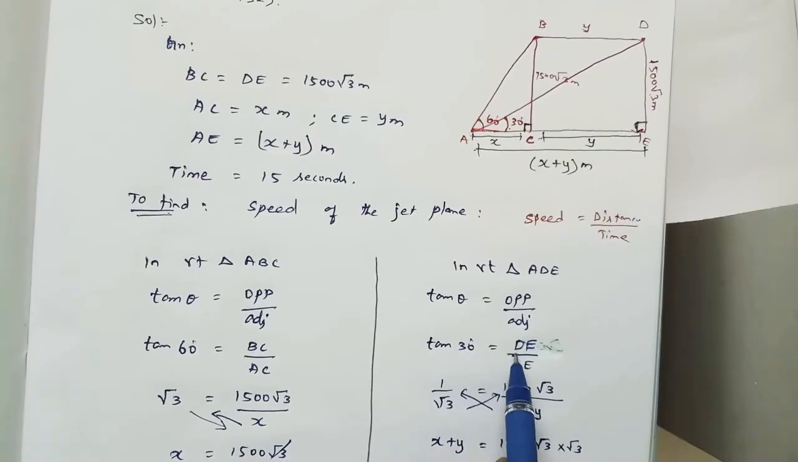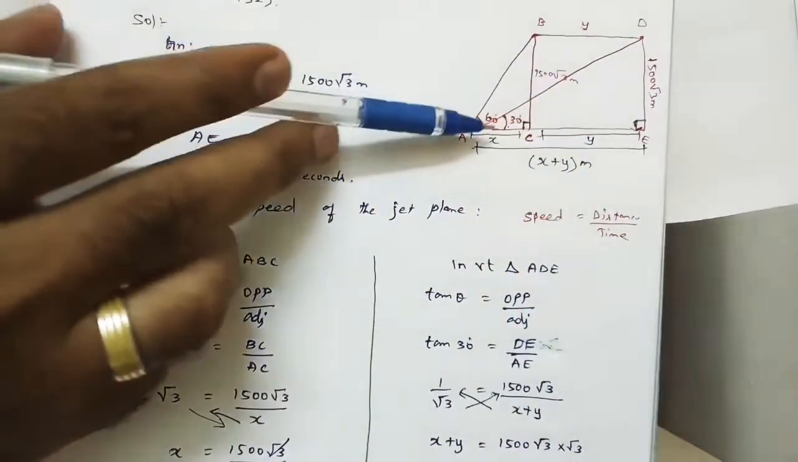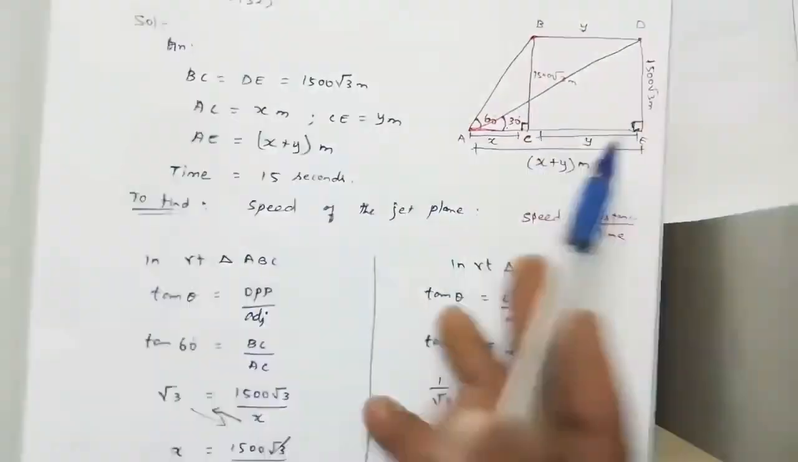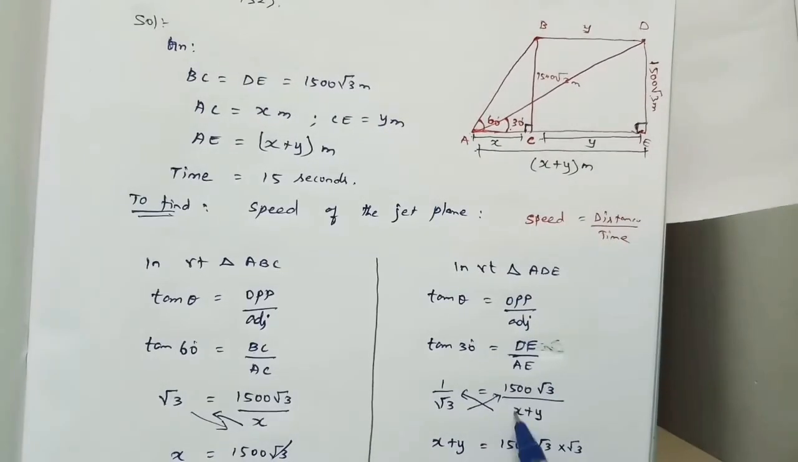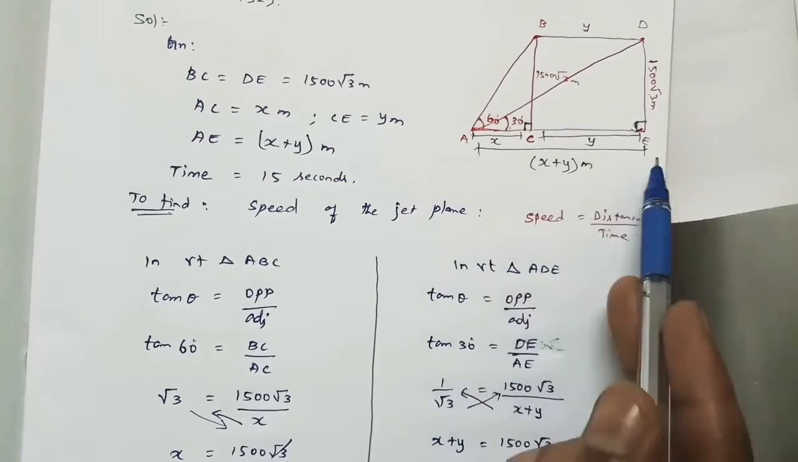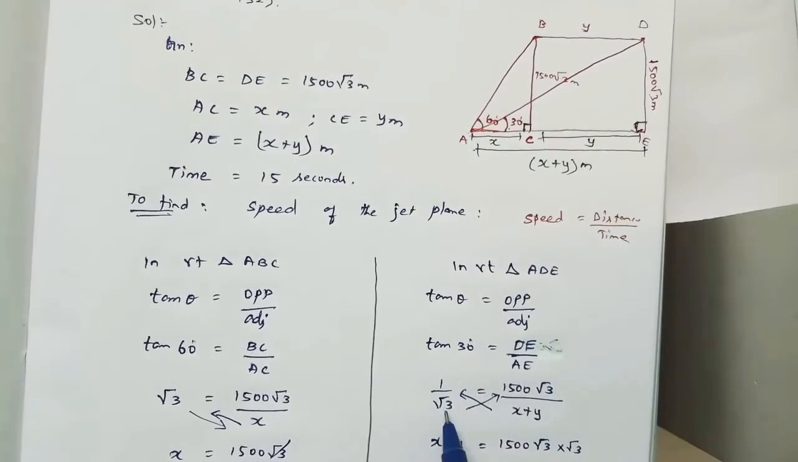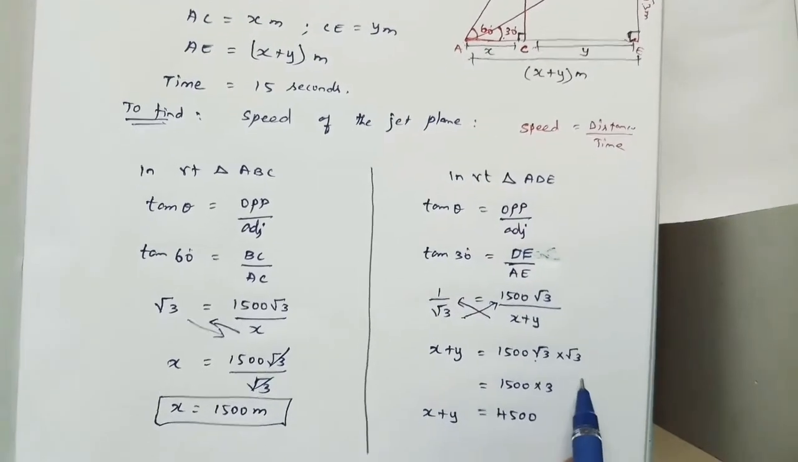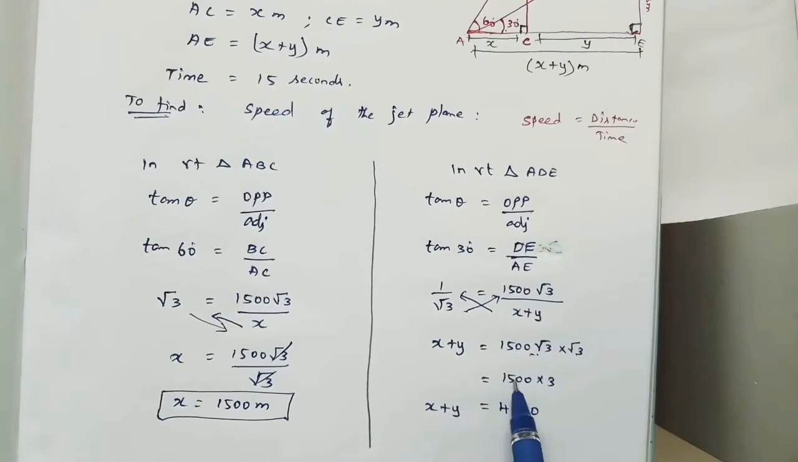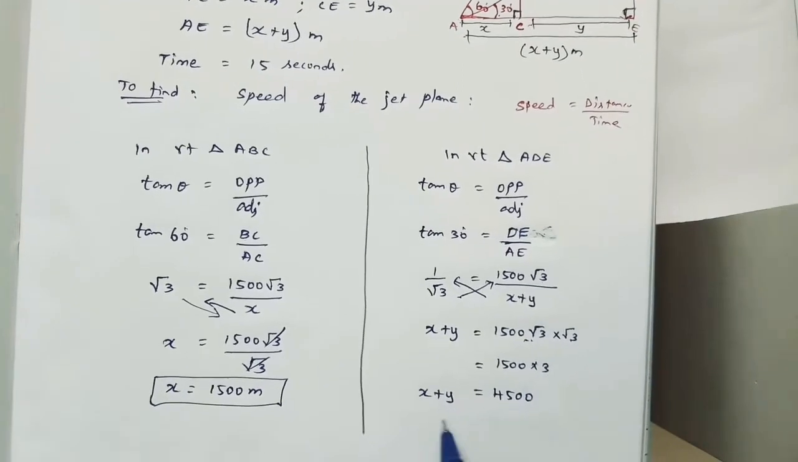Tan 30 degrees is equal to the opposite side DE by the adjacent side AE. DE is 1500 root 3 and AE is x plus y meter. Tan 30 value is 1 by root 3. Taking root 3 to the other side, x plus y is equal to 1500 into root 3 into root 3. Root 3 into root 3 is 3, so 1500 times 3 is 4500 meter.